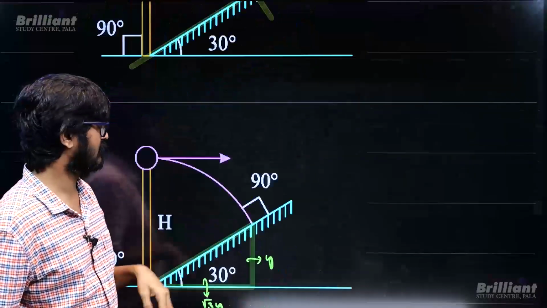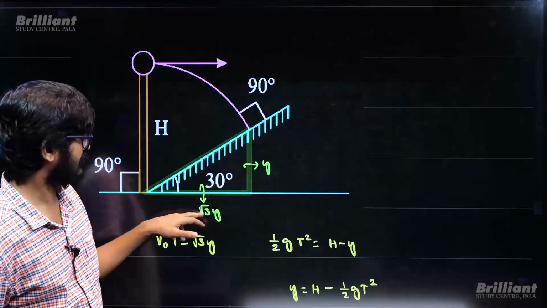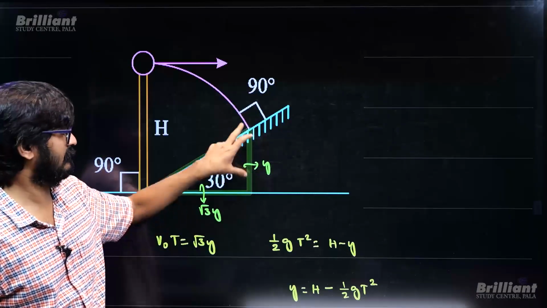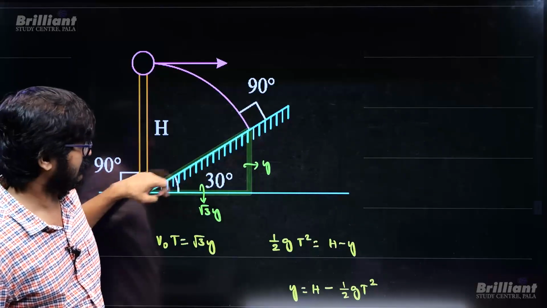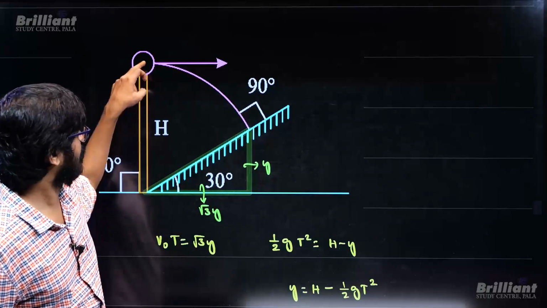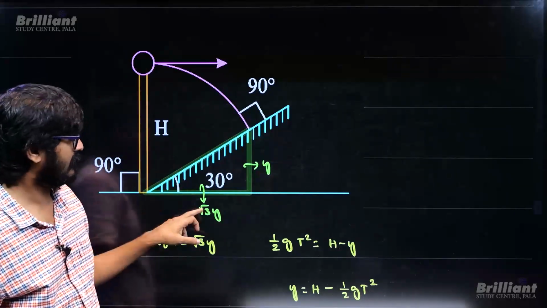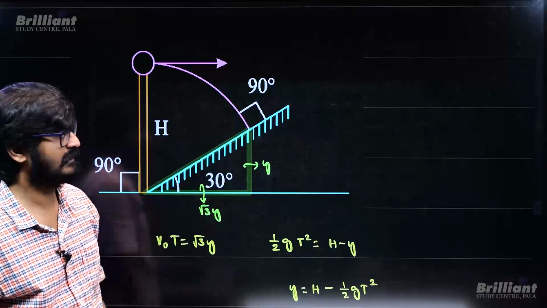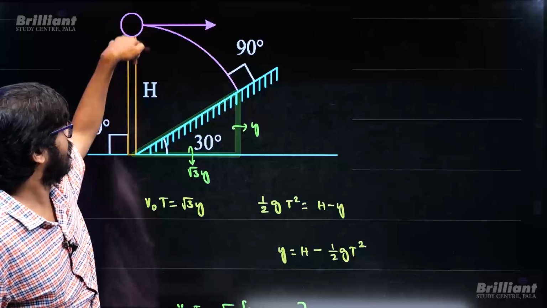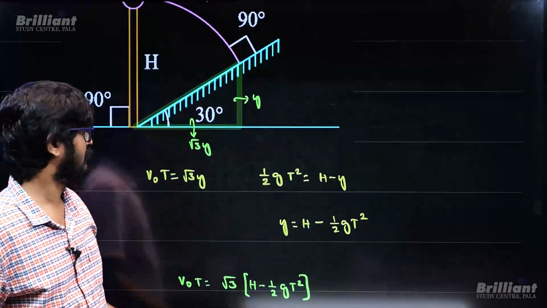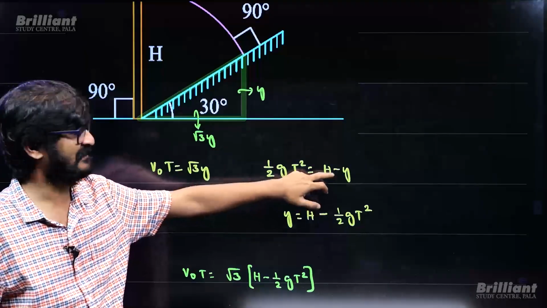Now I will go to my original reference, taking this as the x-axis and this as the y-axis. Let me call this distance y. If this is y, by taking tan 30 I will get this as root 3 y. So the distance travelled along the x-axis is root 3 y, and the distance travelled along the y-axis is h minus y. Distance along the x-axis is given by v naught into t, and distance along the y-axis is given by half g into t square.